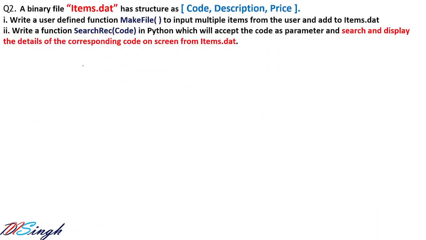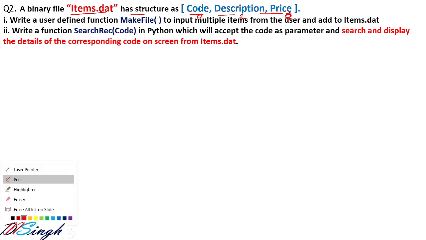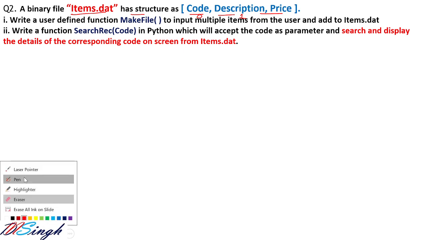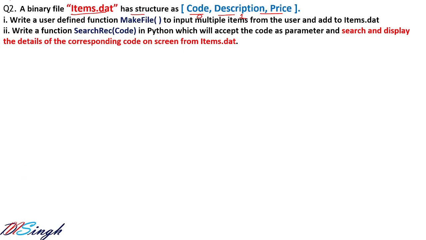So move to the second question. Here we have a binary file items.dat which has a structure: code, description, and price. Code will have index 0, description will have index 1, and price will have index 2. Let me take the eraser and remove this content from here. Okay, fine. So now we know how our record is stored inside that items.dat file.